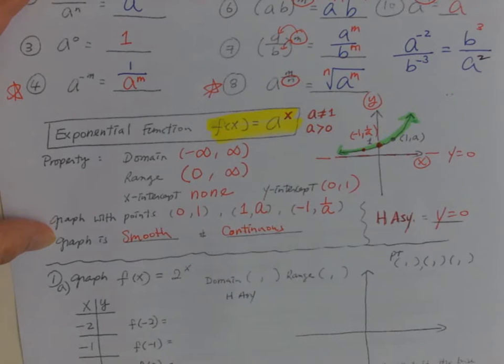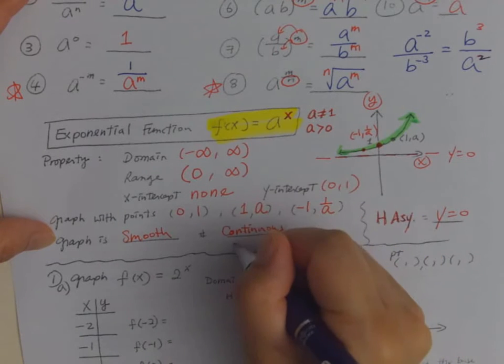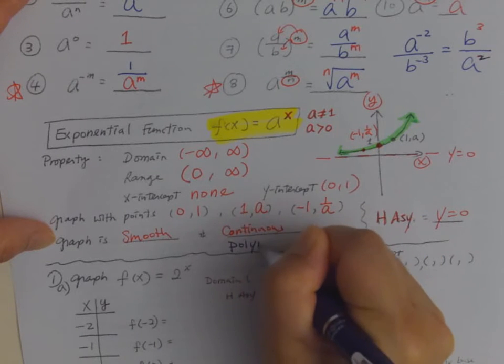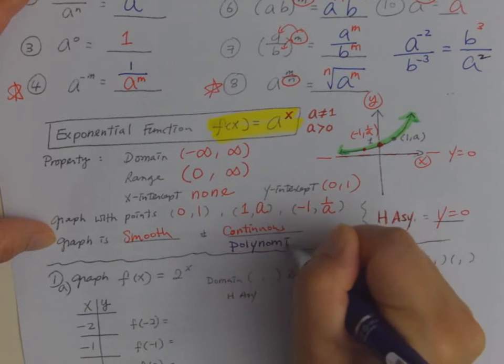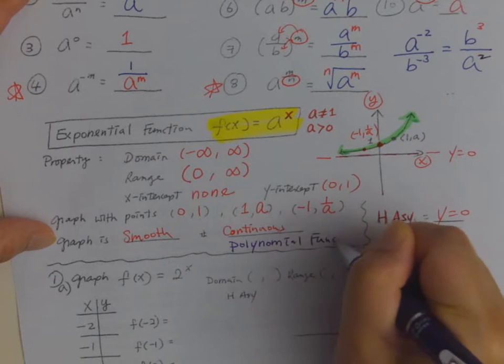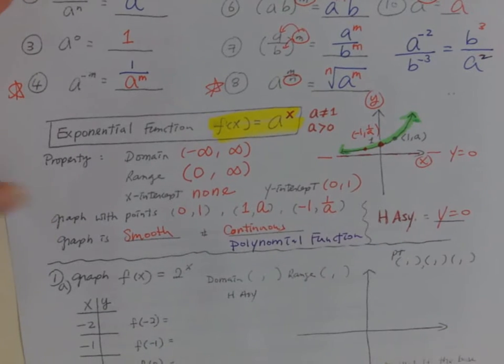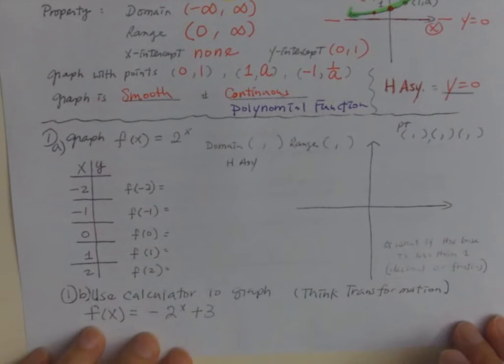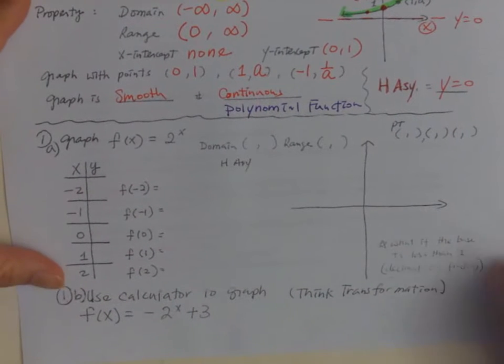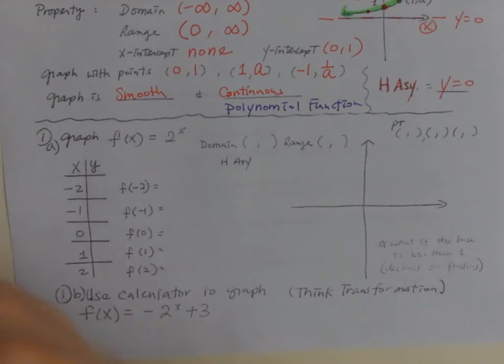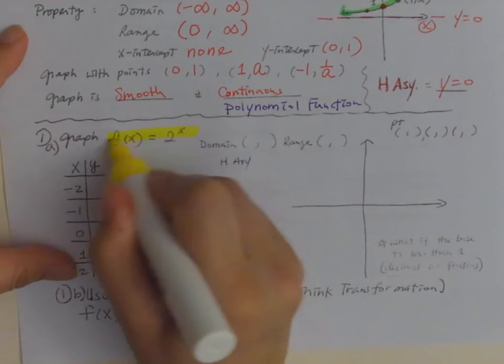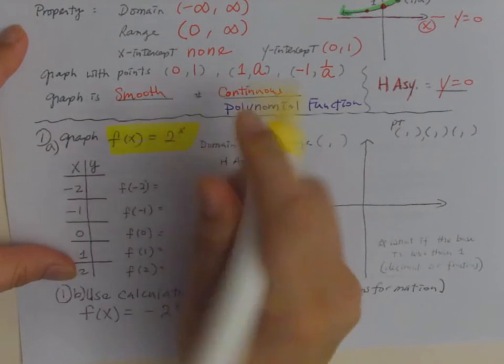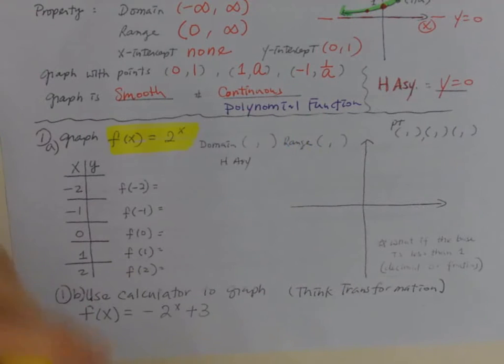So from the last section we talked about, this is considered a polynomial function. Alright. Okay, so we want to try to graph it by hand, at least for one of them. Let's try it. So we have an exponential function with a base of 2 raised to the x power, okay? So how do we graph it by hand?